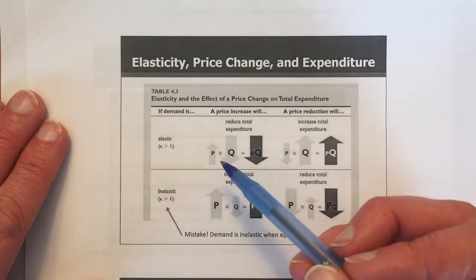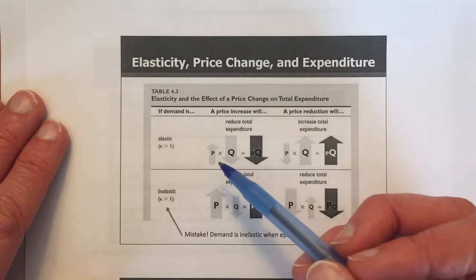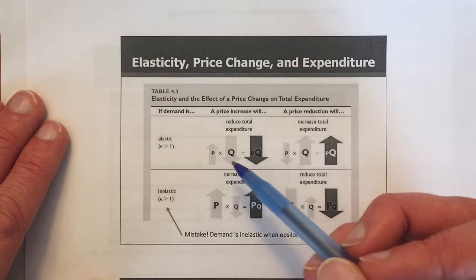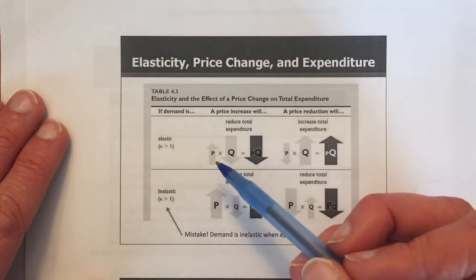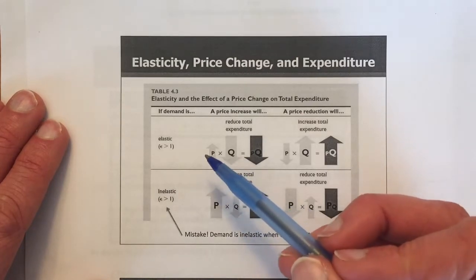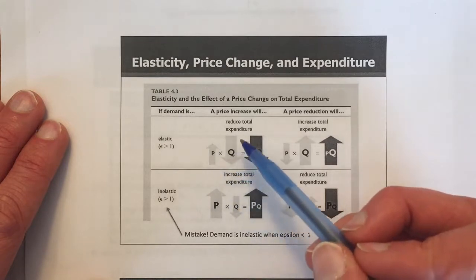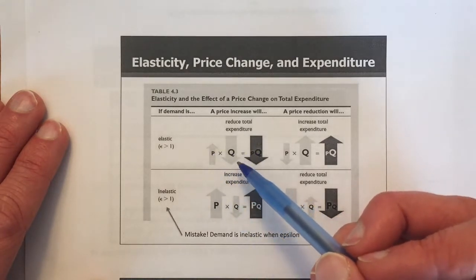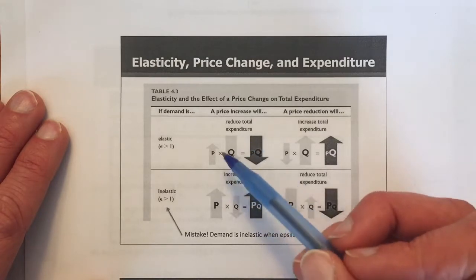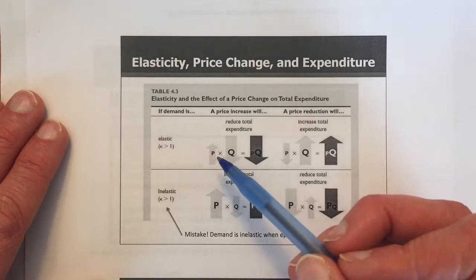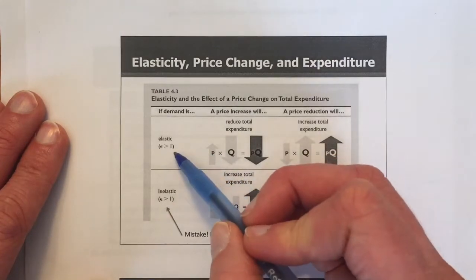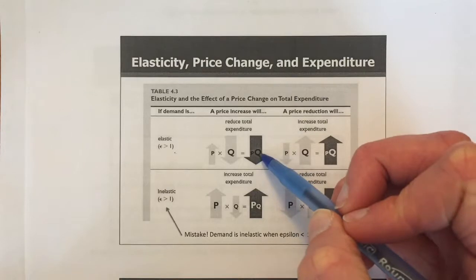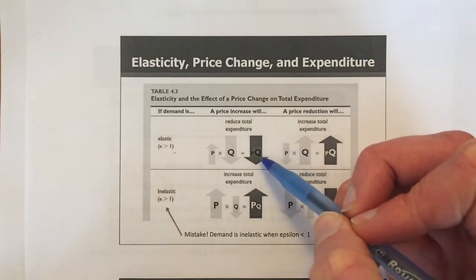Because total expenditure is the product of price and quantity, it really depends on which is having a bigger effect. Is the price effect larger, or is the quantity effect? So when you change the price, if quantity decreases a lot more than the change in price, which happens when a good is elastic, then overall, the price quantity product is going to decrease.